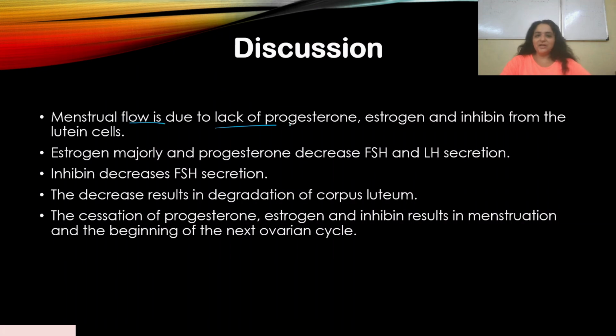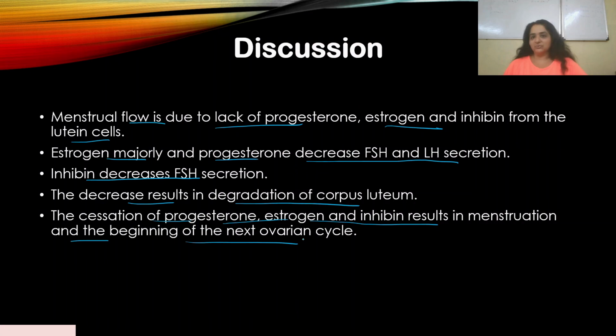So menstrual flow is due to lack of progesterone, estrogen, and inhibin from the lutein cells. The corpus luteum degenerates, right? Estrogen majorly and progesterone decrease FSH and LH secretion. Inhibin decreases FSH secretion. So the decrease results in degradation of corpus luteum, two days before menstruation. When the corpus luteum degrades, all these hormones, estrogen, progesterone, will disappear. So the cessation of progesterone, estrogen, inhibin results in menstruation at the beginning of the next ovarian cycle.